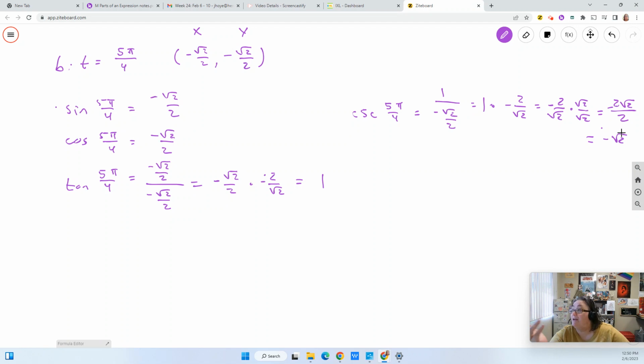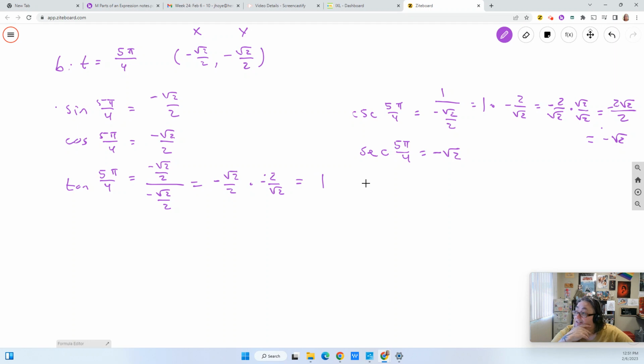The cool thing about negative radical 2 over 2 is it means that secant is going to have the exact same solution. So I don't have to do the math again because x and y are the same, right? And so I know that this would also be negative radical 2. Why? Because the math is going to be the same, right? It's still going to be 1 over negative radical 2 over 2 because x and y are the same. And so I'm going to save myself all the work of having done that.